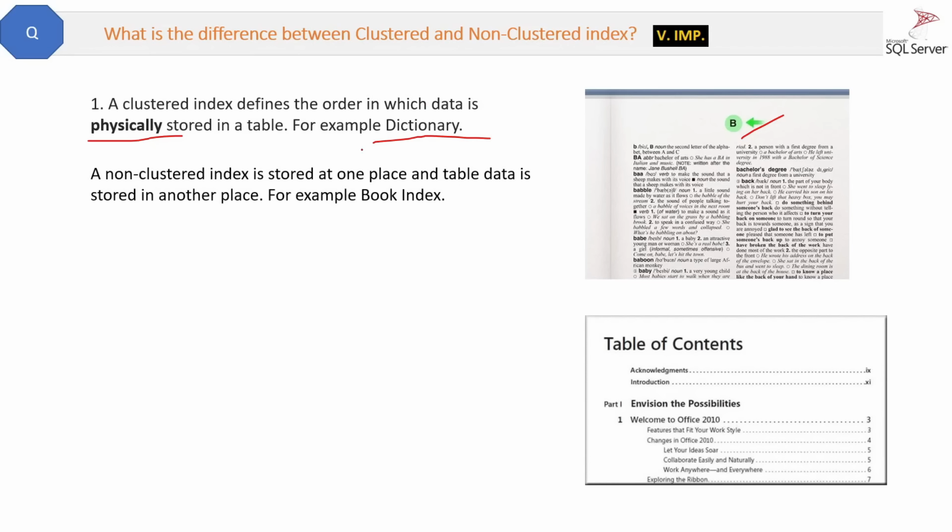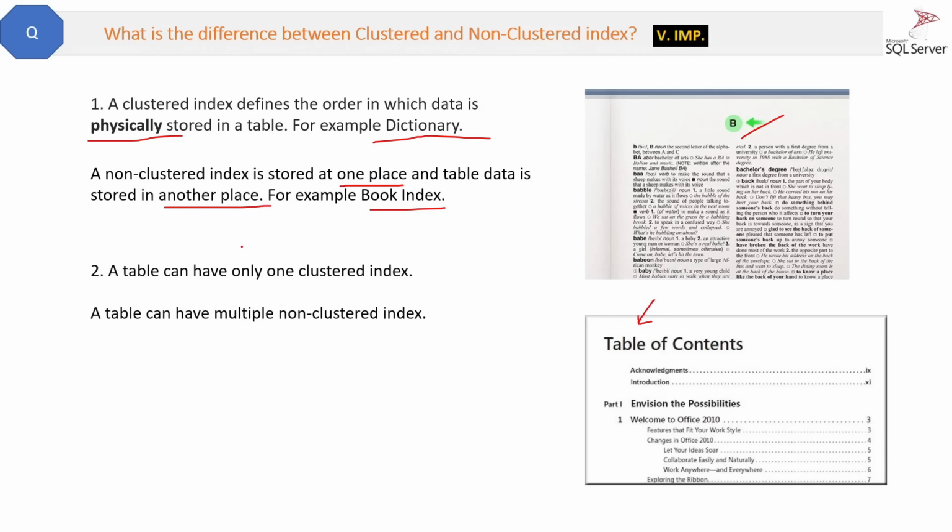On the other hand, a non-clustered index is stored at one place and table data is stored in another place. For example, a book index. You know, in a book the index is stored at the starting of the book and the book data is stored after that. So they are at two different places. Similarly it happens with a non-clustered index. They are at one place and table data is stored at another place.